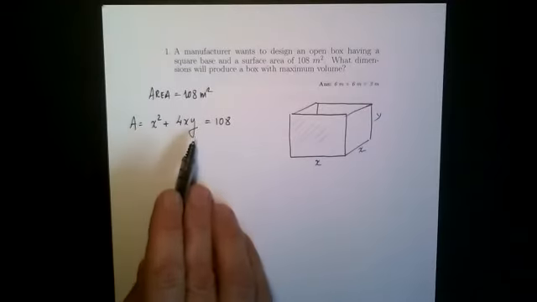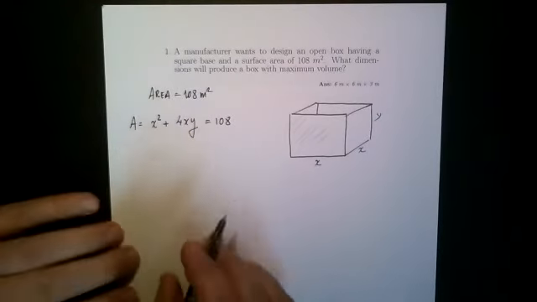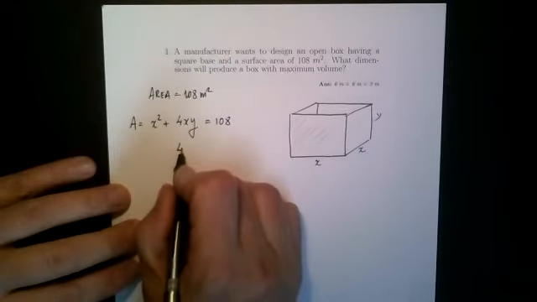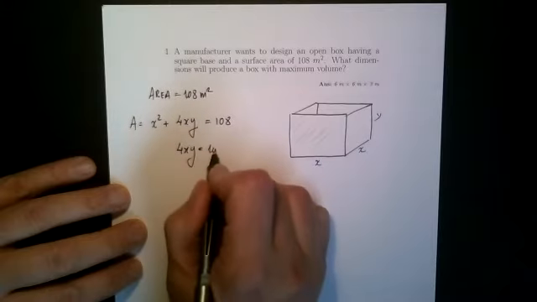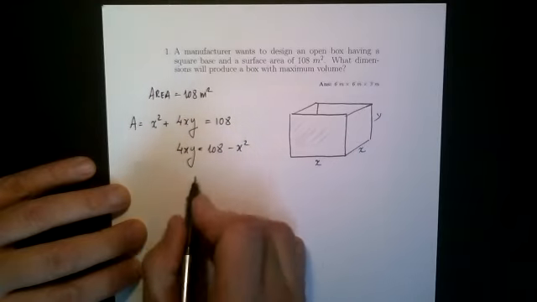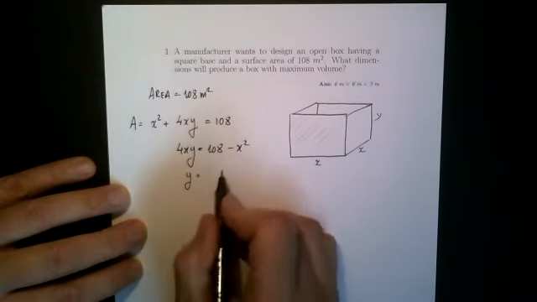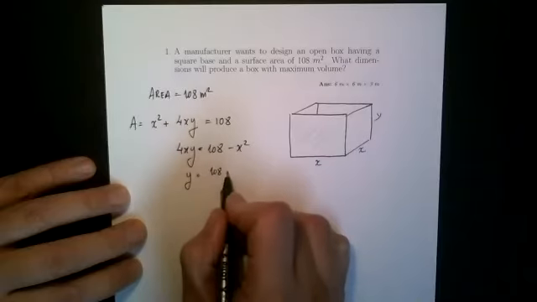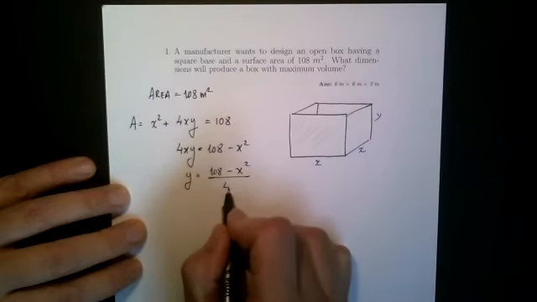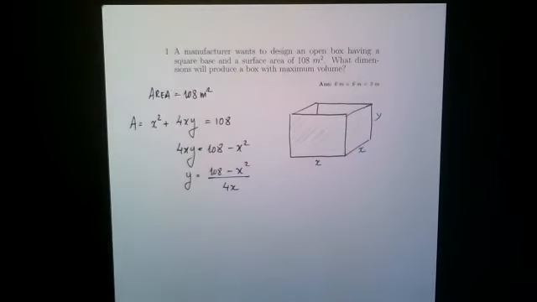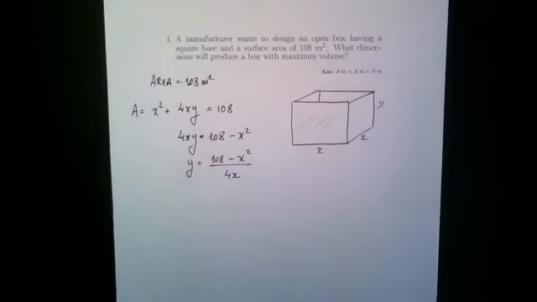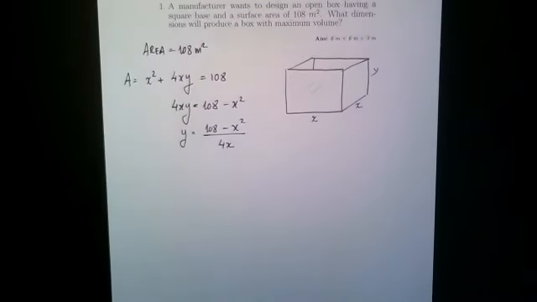So of course I'm going to try to isolate the y, which is easy to do. So 4xy will be 108 minus x², and therefore y will be (108 minus x²) divided by 4x. Okay, any questions so far?